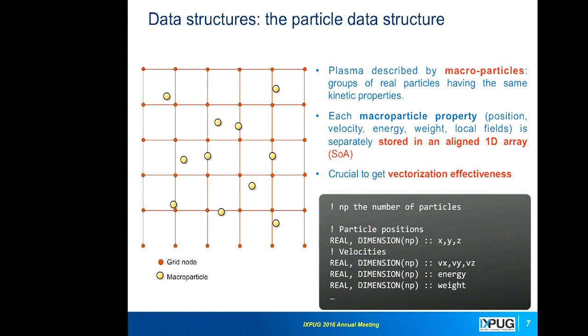Then we need a data structure for the particles. Here, plasmas are described by macro particles, which are groups of real particles having the same kinetic properties. We do not describe directly all the real particles because there are too many of them, and it would be too expensive computationally. Each macro particle property is described by an aligned 1D array. Typically, it's like a structure of arrays for each property: velocity, position, energy, weight, and field. And this is crucial to get an efficient vectorization.